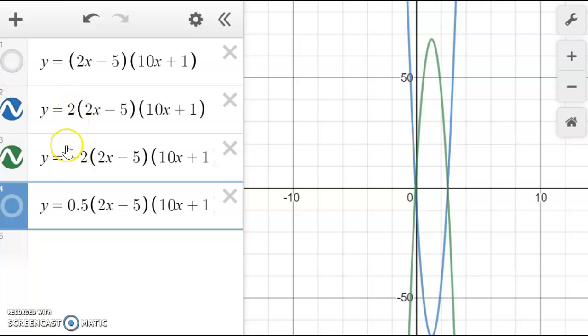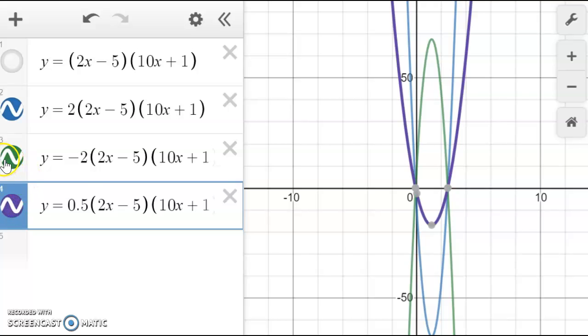Let's compare these two. What if it was positive 2 versus negative 2? This is positive and this is negative. What happens with the negative? The x-intercepts are the same, the shapes are exactly the same, but it is flipped, or it's opening downwards.